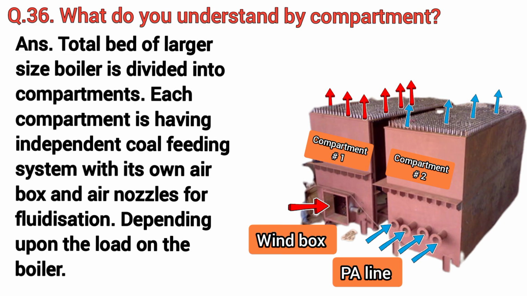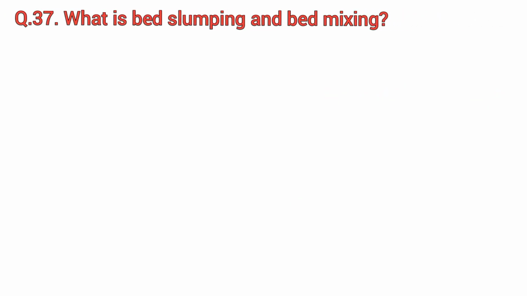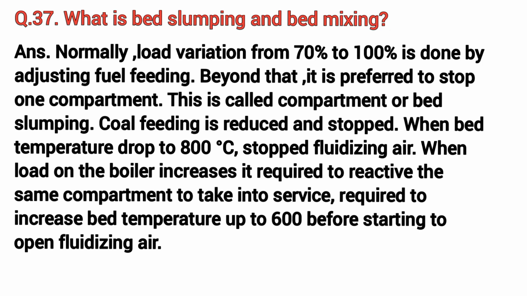Depending upon the load on the boiler, what is bed slumping and bed mixing? Normally, load variation from 70% to 100% is done by adjusting fuel feeding. Beyond that, it is preferred to stop one compartment. This is called compartment or bed slumping. Coal feeding is reduced and stopped. When bed temperature drops to 800 degrees Celsius, the fluidizing air is stopped.